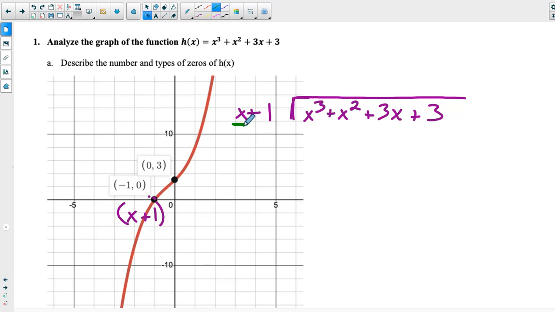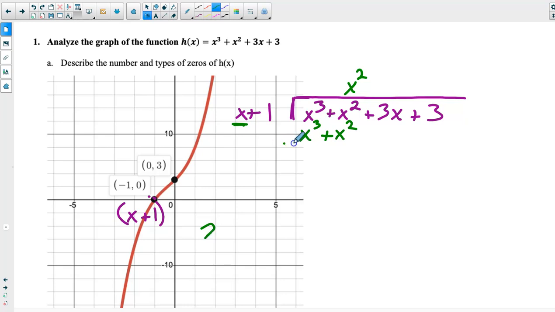X squared. So I go to the x squared column and I put that there. So x squared times x is x cubed. And I drag that other sibling along and I go x squared times 1 is plus x squared. So I'm distributing this top part to my factor and it gives me that.